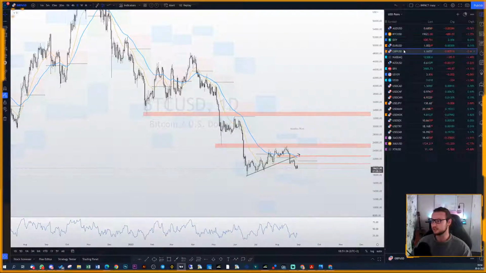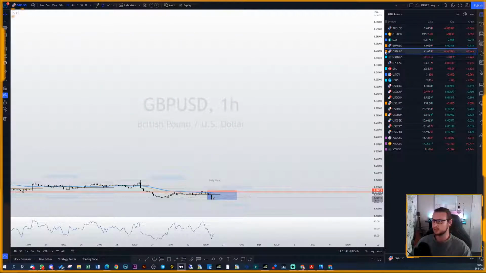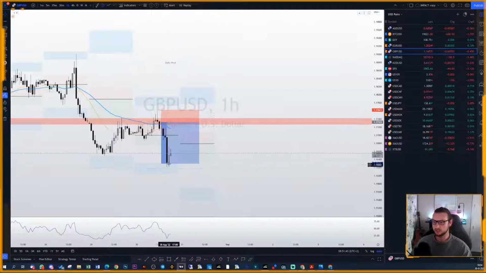Let's see how that trade went, or is going right now. Let's go to the 1 hour time frame. Okay, so it went to our target very smoothly, very clearly, not much further, so that was the perfect target.